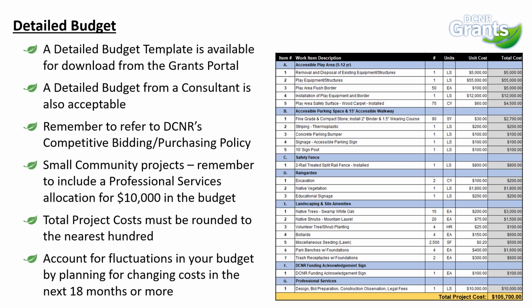All professional services must also be included. For small community projects, remember to allocate $10,000 for professional service costs in your budget. These can include design, permitting, bid preparation, construction oversight, legal fees, etc. In this example, they are included in item G1. Clearly identify your ADA improvements and any green and sustainable practices for climate resiliency.